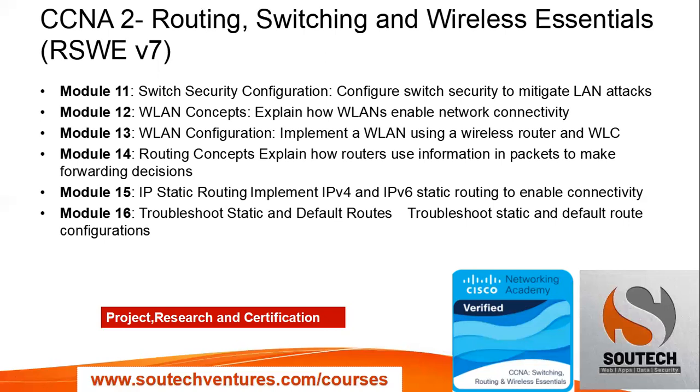We understand some basic routing concepts in module 14. Then in module 15, we'll start looking at IP static routing, right? In combination with DHCP, we're going to say, how do we do static IP routing? How do we do dynamic IP routing? Of course, both for IP version 4 and IP version 6.